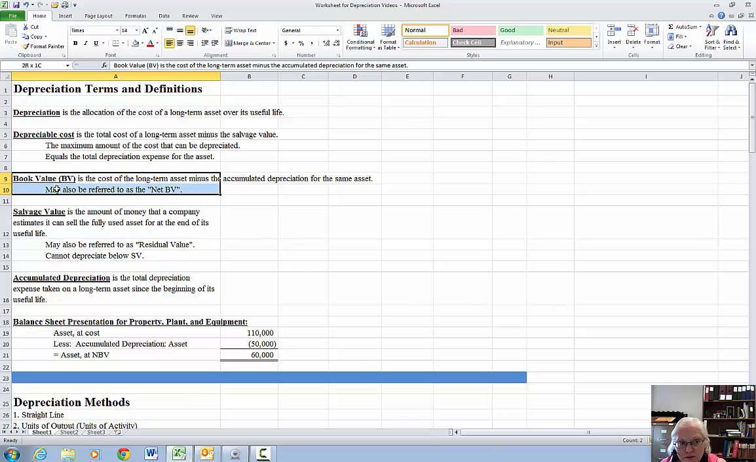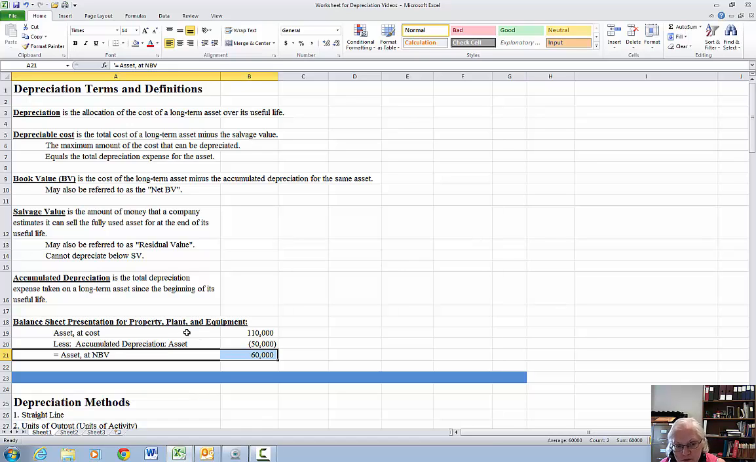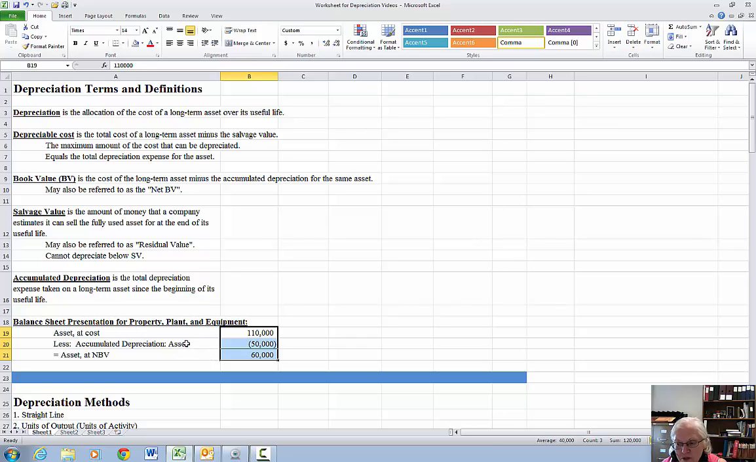And the book value is important when we come down here to the balance sheet presentation, and the way we compute it is we take the asset at its cost minus the accumulated depreciation on it at the end of each year, and that's going to give us our book value. FASB, or generally accepted accounting principles, tell us that we have to show the asset's cost on the face of the financial statements and the accumulated depreciation and the net book value. So we have to have all three of those numbers to put on the face of our balance sheet.